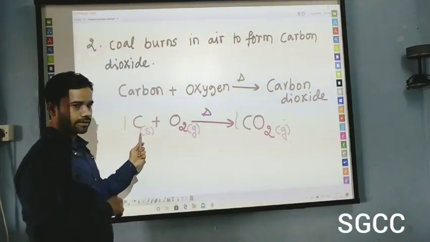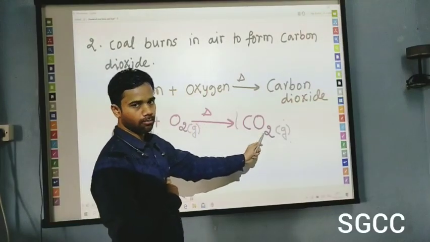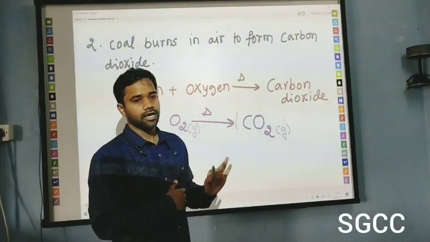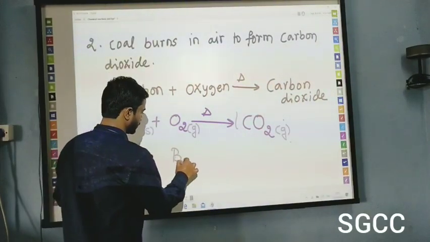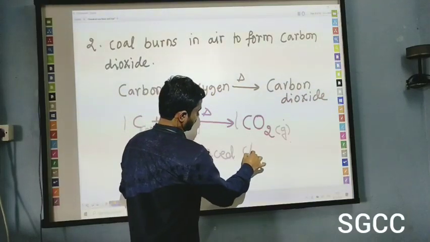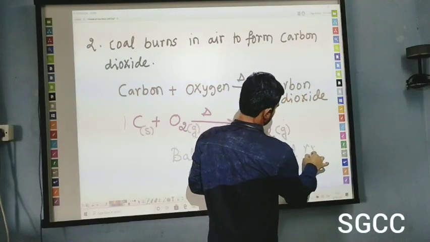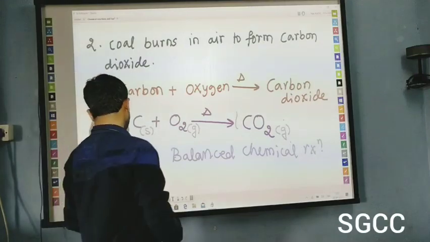How many reactants? 1 reactant, 2 reactant. How many products are going to form? Only 1 product is formed. So it is an example of a combination reaction, and it is also a balanced chemical reaction. So let us see some more examples.